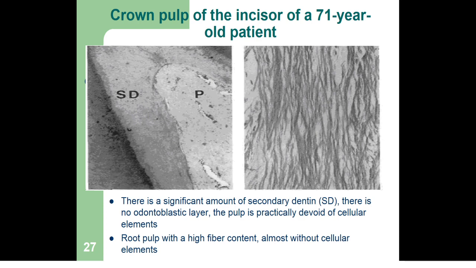As an example, I show you pictures of a crown pulp of the incisor of a 71-year-old patient. There is a significant amount of secondary dentin. There is no odontoblastic layer. The pulp is practically devoid of cellular elements. And on the next picture, root pulp with a high fiber content, almost without cellular elements.